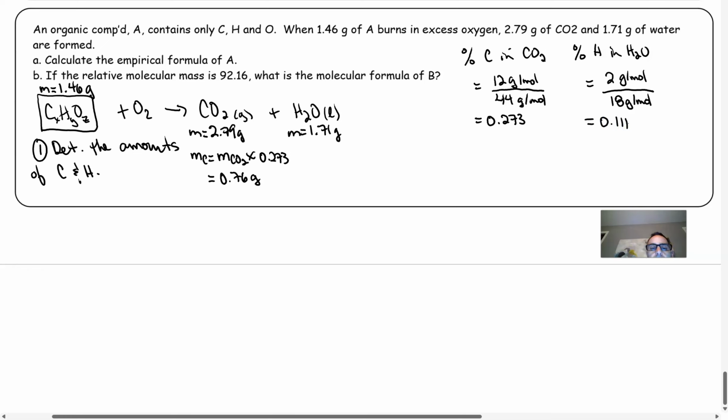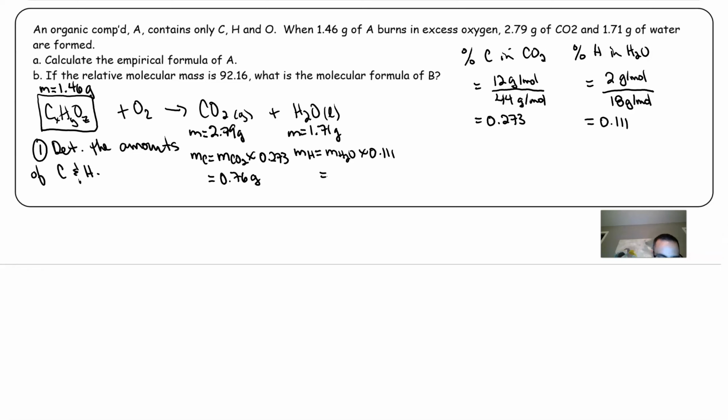All right, and so now I can find the mass of hydrogen if I take the mass of H2O and multiply it by 0.111. So 1.71 times 0.111, and I'm going to get 0.1898, which rounds up to 0.19 grams. So now I know the amount of carbon and hydrogen in the original compound. Once I have that, I can determine the amount of oxygen in there.